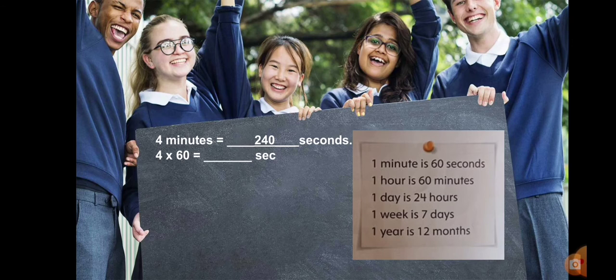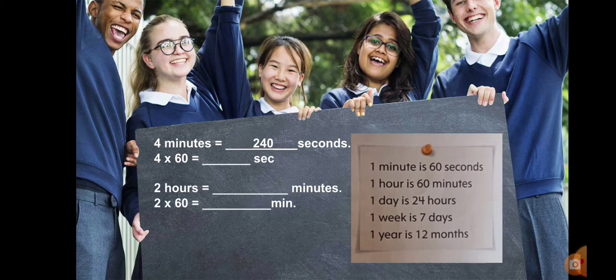Now let me explain how we are doing it. See, 4 minutes is equal to 240 seconds, and how have they calculated it? 4 multiplied by 60. Why 60? Because in 1 minute we have 60 seconds. The second statement was 2 hours is equal to how many minutes? They are asking about minutes. So we will multiply 2 by 60 because in 1 hour we have 60 minutes. So when we multiply it by 2, we will get the answer.